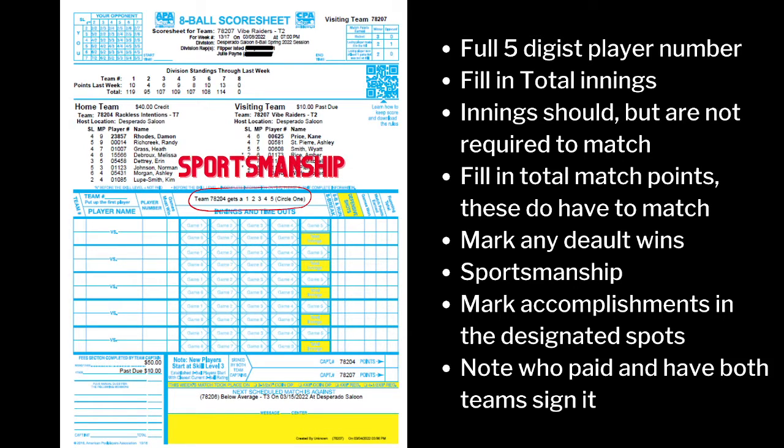Also, sportsmanship, one of my personal favorites. We need to make sure everybody knows 1, 2, 3, 4, and 5. Please circle one of those numbers. Number 4 is going to be your go-to every night, and then you can adjust from there based on how the other team did.